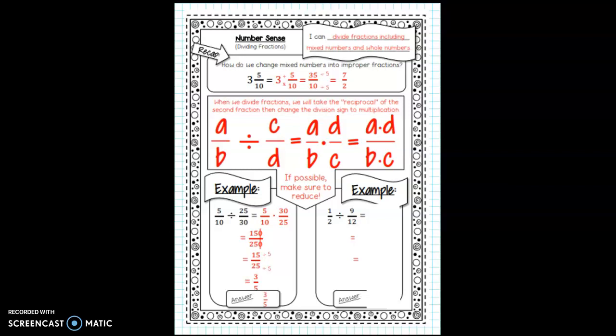Example 2, 1/2 divided by 9/12. Again, we follow the process keep, change, flip. Keep the 1/2, change division to multiplication. Flip our second number to 12 over 9. 1 times 12 is 12, and 2 times 9 is 18. Since both 12 and 18 are divisible by 6, we get 2/3. This is the simplest form for our answer.